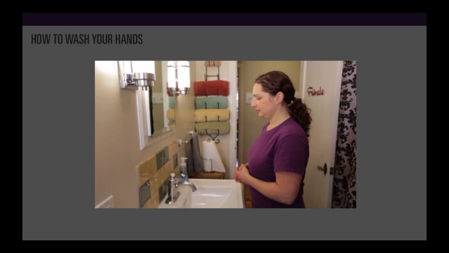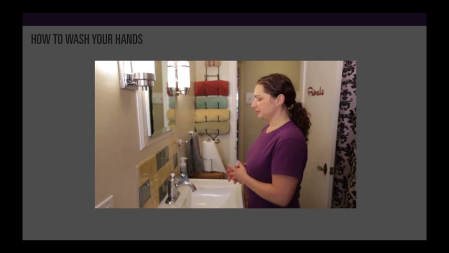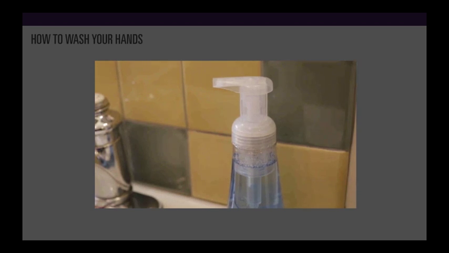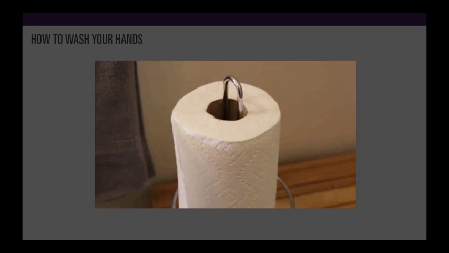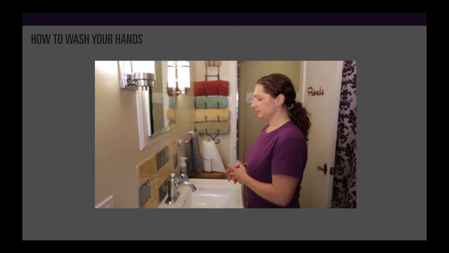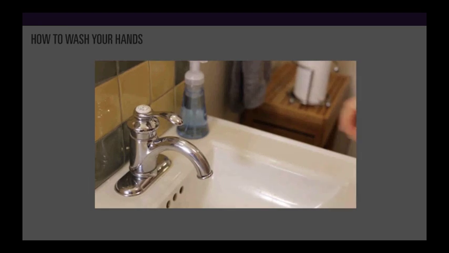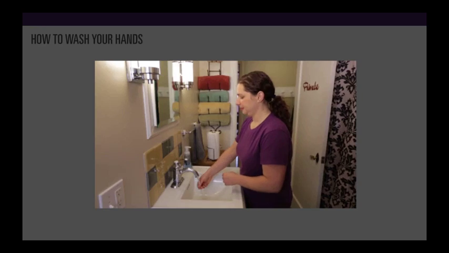Let's watch as the HCA demonstrates the correct steps for hand washing. First, make sure you can easily reach all the supplies you'll need while washing your hands. Those supplies are soap or liquid skin cleanser, the sink, paper towels, and a trash can. Remove rings or watches. Turn on the water. Wet your hands and wrists.